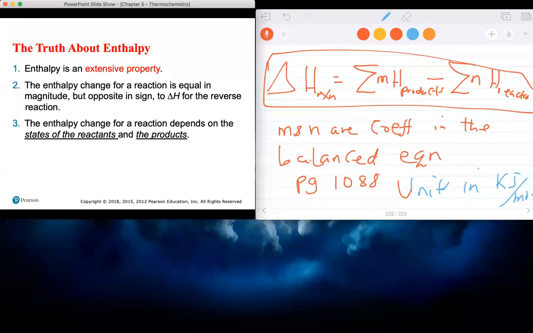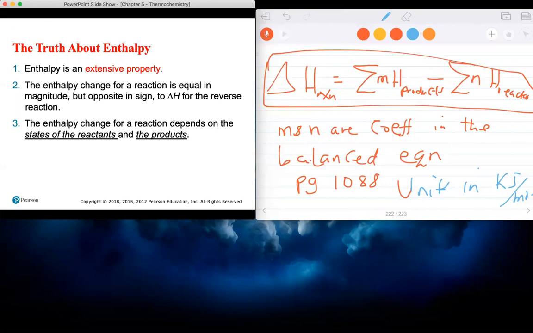If you have a lesser amount of reagent, then a lesser amount of heat will be given off or absorbed. So rule number 1 has to do with the amount of reagents, the amount of moles involved. That's what we need to understand in rule number 1. It depends on the amount of matter present.